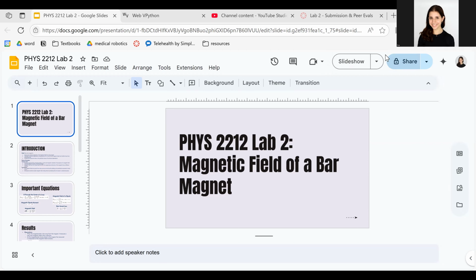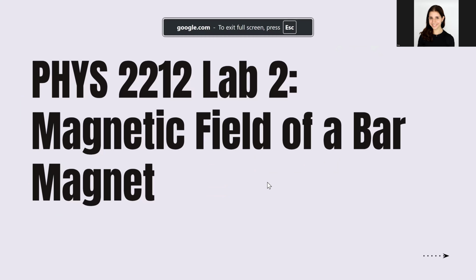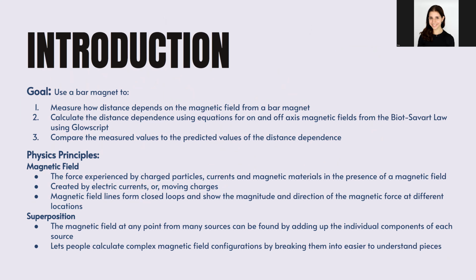Hi, my name is Eva, and this is my lab report for the second lab of Physics 2, where I was looking at the magnetic field of a bar magnet. So overall, the goal of this lab is to use a bar magnet to measure how distance affects the magnetic field from a bar magnet, and then to calculate the distance dependence using equations that I will show eventually for on and off axis magnetic fields from the Biot-Savart law.